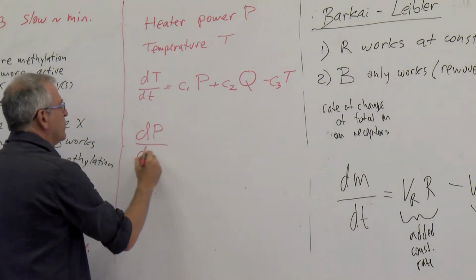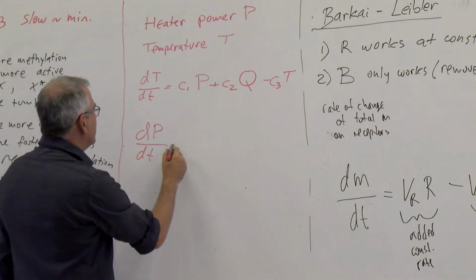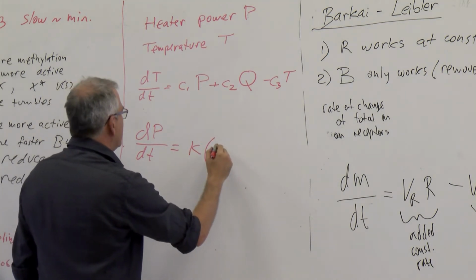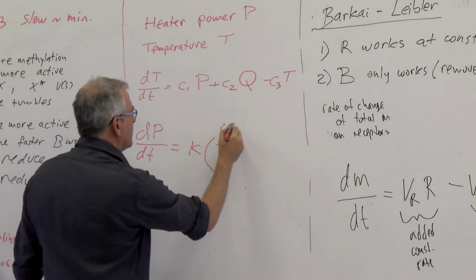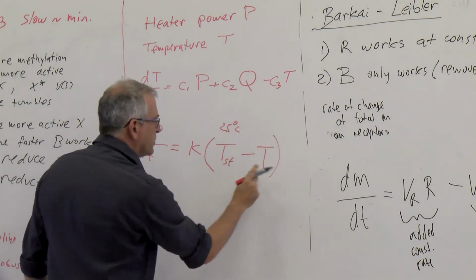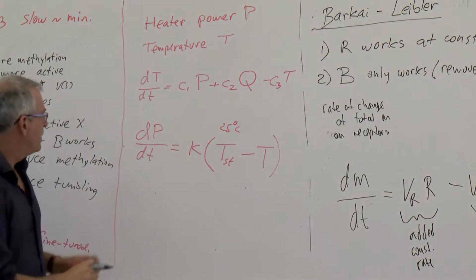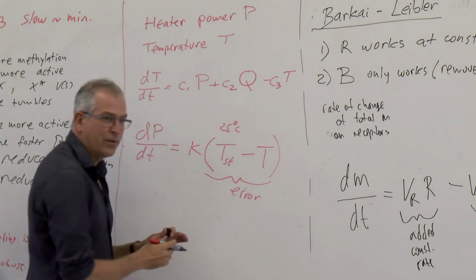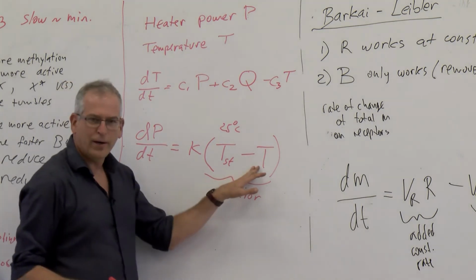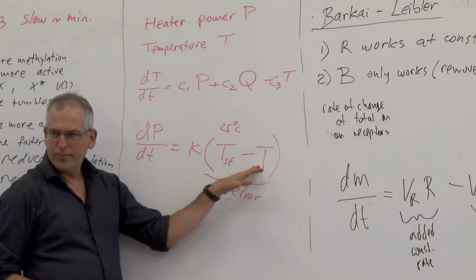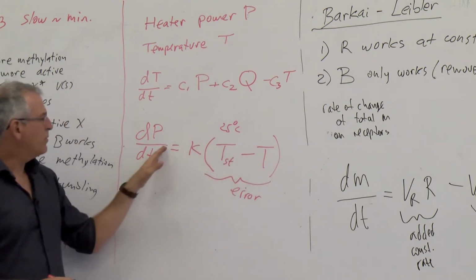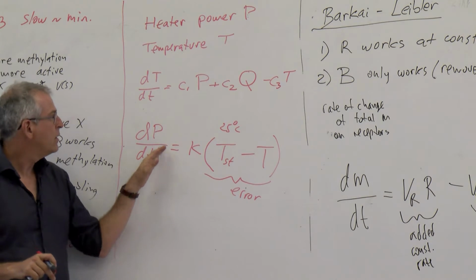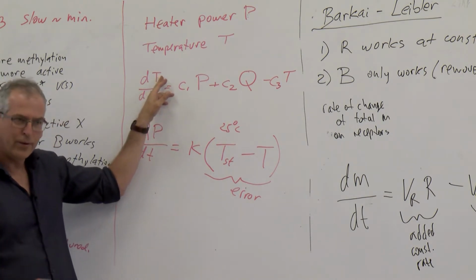They put a controller, that thing there, that says that the power, there's some rate constant, is T steady state, 25 degrees, minus the actual measured temperature. This integrates over the error. So let's just check it out. Suppose the temperature is too high, more than 25 degrees. What will happen to the power? It'll go down. Temperature will go down.